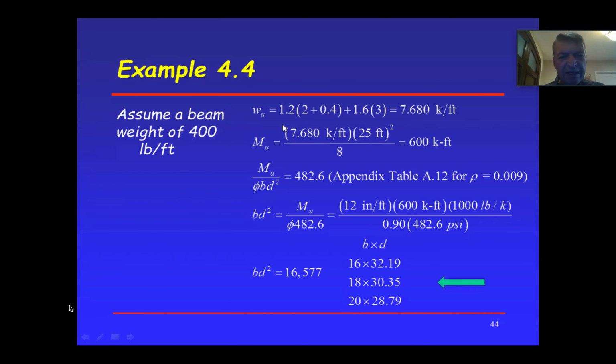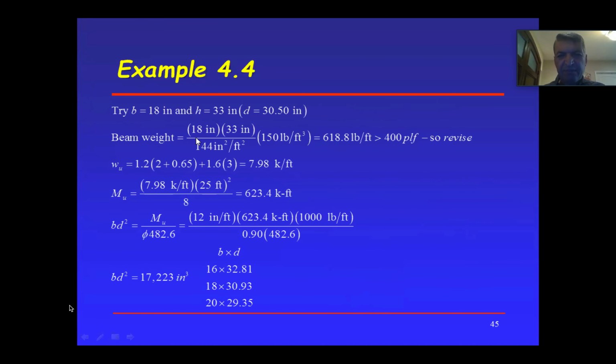Well, I assumed my load is 400. My load came out 618. Is that good? No. Not a good assumption. So I can revise my design now. It's much greater than 400. So revise.